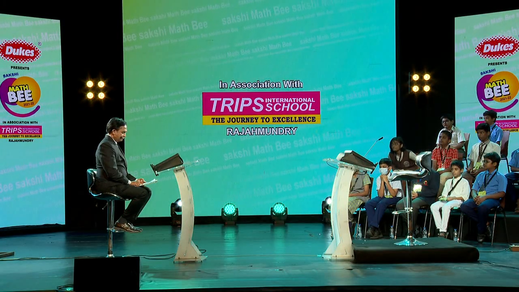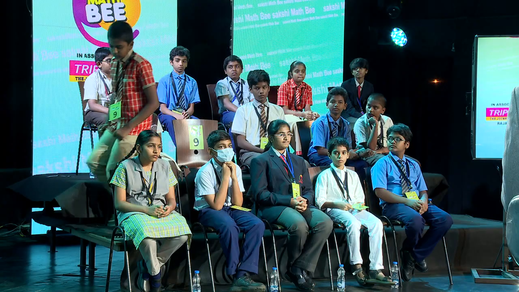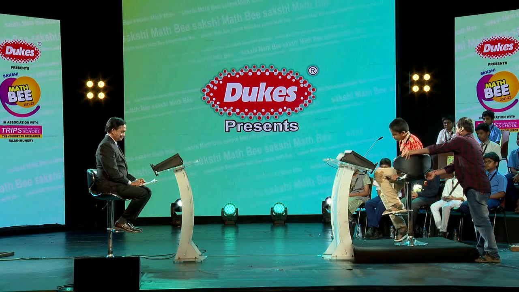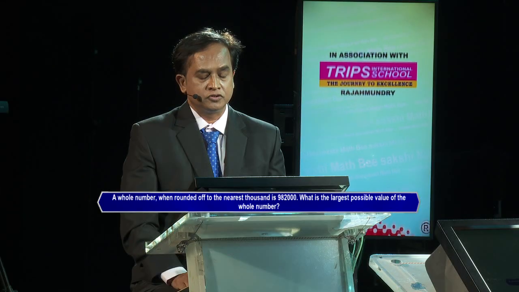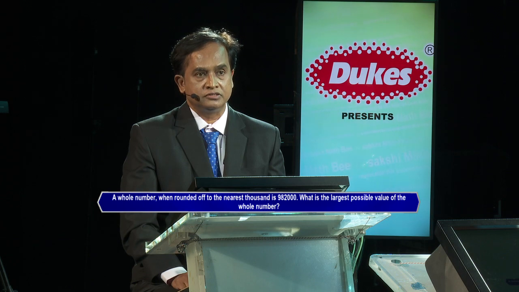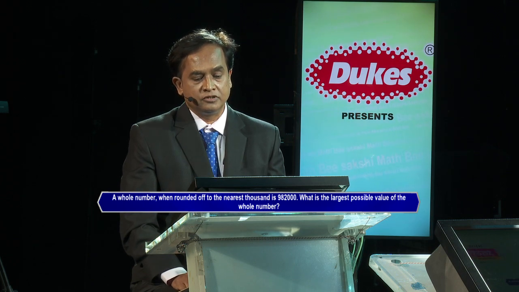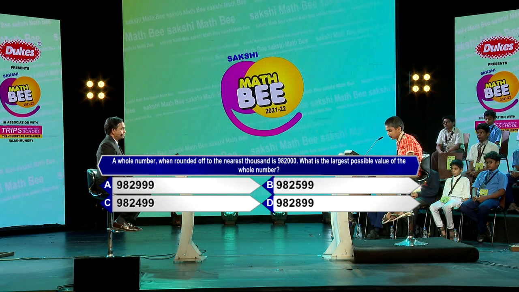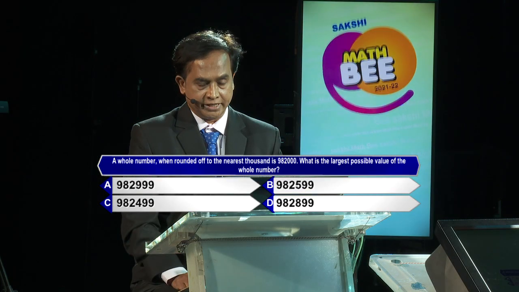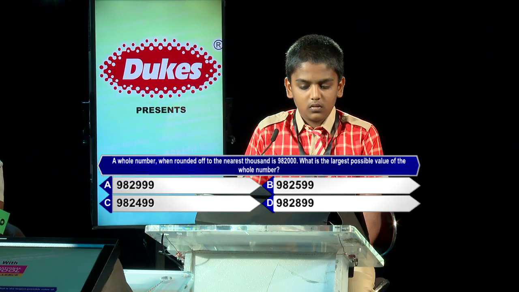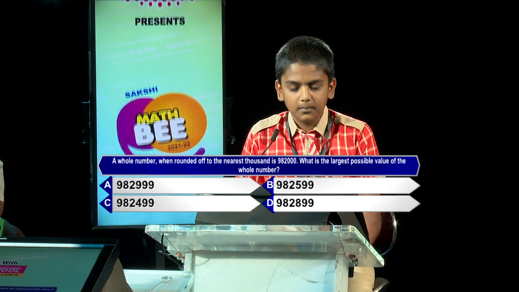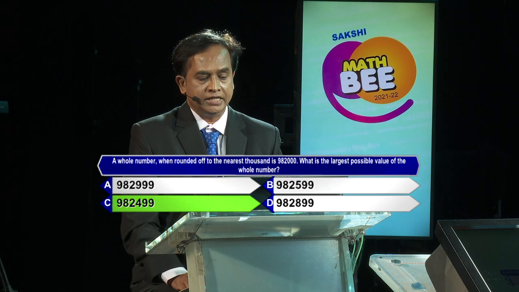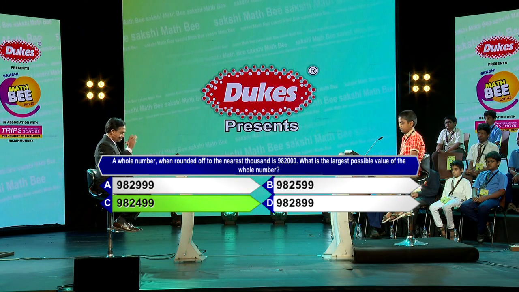Well done. Can we have Bhavya from Vijeta Concept School, Guntur? A whole number when rounded off to the nearest thousand is 982000. What is the largest possible value of the whole number? Your options are A 982999, B 982599, C 982499, D 982899. Option C. Kindly lock option C, 982499. Brilliant. Option C is the correct answer. Well done.